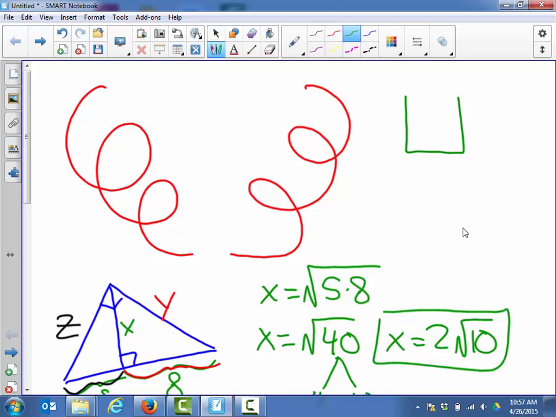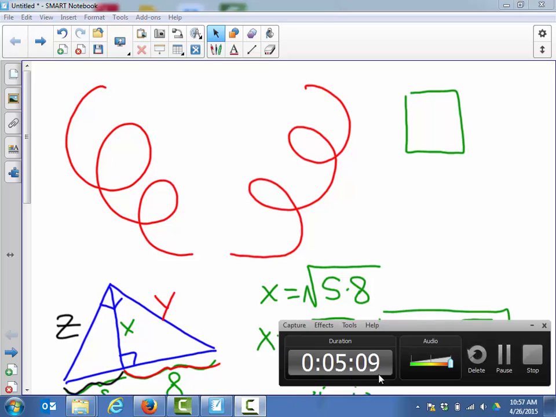Okay, let me add another little square here right there, so I can double check at the end of this video if audio and video are syncing.